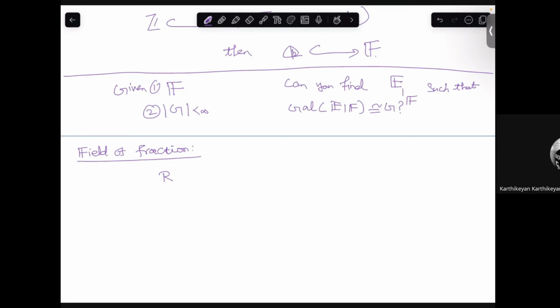So she reframes the question. Set F to be Q. I mean, I will give you the rational numbers. Can you find, for a finite group, for example S10, a Galois extension? And I'm telling you, this question is still open. Very simple question, right? Still open.